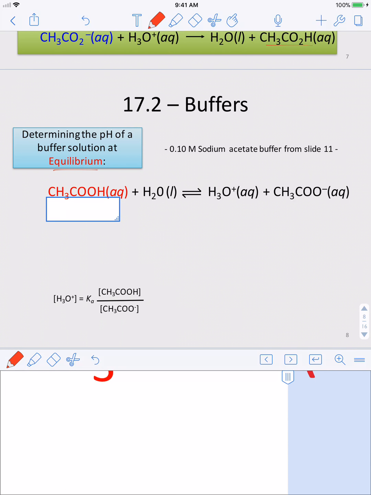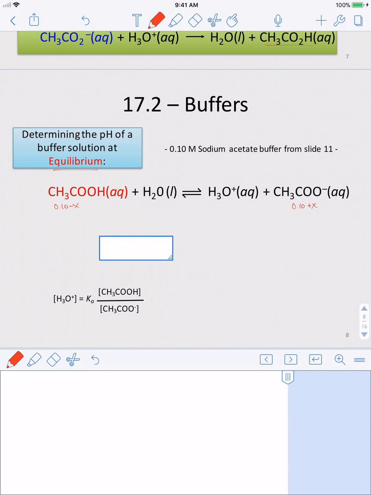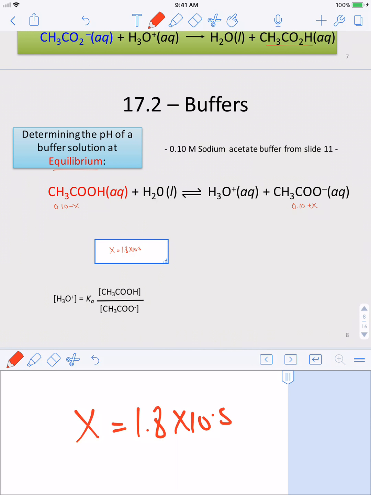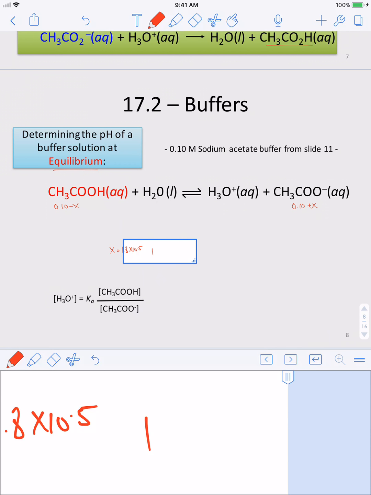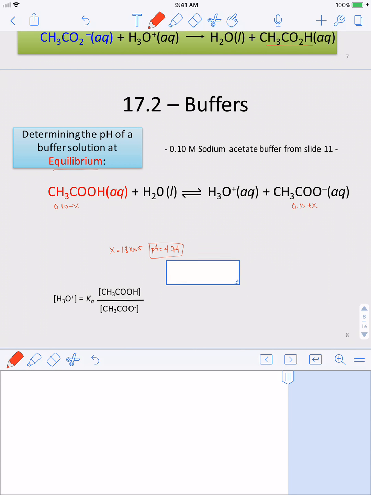We had 0.1 minus x here, and we had 0.10 plus x here, and we calculated the pH. We solved for x. X was 1.8 times 10 to the minus 5, and the pH was 4.74. So we already did this. Go back to slide 11 and look at this. We had a combination of sodium acetate and acetic acid, both at 0.1 molar, and the pH was just 4.74.